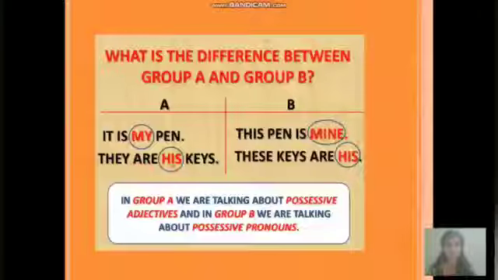They are his keys. So his refers to or describes the keys over here. So his is the possessive adjective. And here in this sentence, these keys are his. So here his is the possessive pronoun. So in group A, we are talking about possessive adjectives and in group B, we are talking about possessive pronouns.